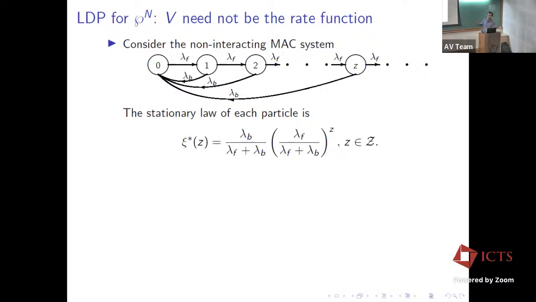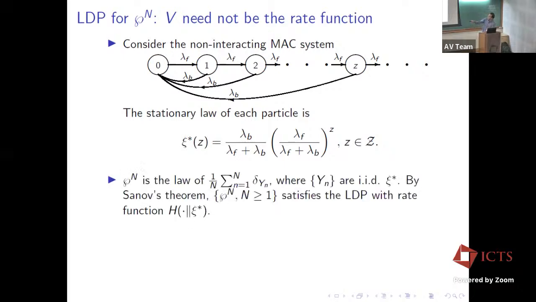So it's the probability that the particle will be in Z is some rho to the Z, where rho is given by the forward divided by forward plus backward rates, normalized by a certain constant. So that's what one particle's invariant measure is. But then these particles are non-interacting. So the stationary measure or the invariant measure for all the n particles is the product measure.